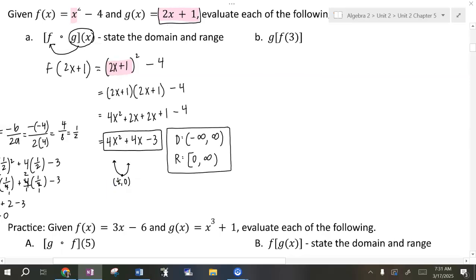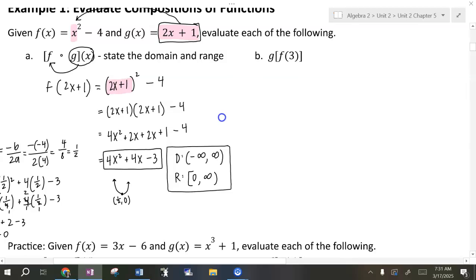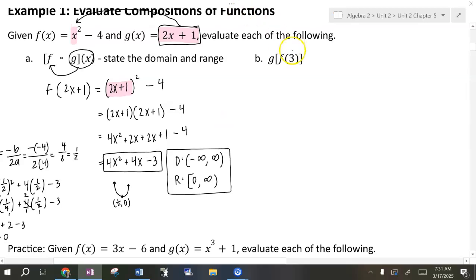Now this is similar, it's saying g of f of 3. This time it's just a little different because there's a number here instead of an x. So you have a couple options. You could do the composition of functions first and then plug in the 3. Or what I would suggest doing here is just do one step at a time. So you're going to work from the inside out.